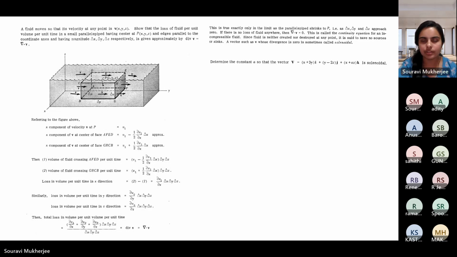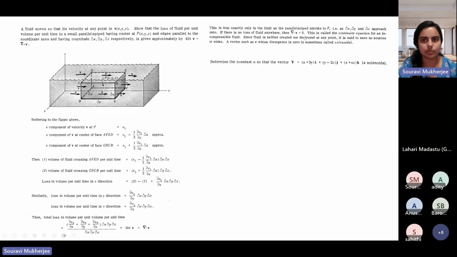Okay. So now suppose this is your given vector, and this is just a question to get used to these vector operators. You know that it's solenoidal. What do you mean by that? Divergence of V is equal to 0. And then you have to find A. So what you do is you consider divergence of V to be 0, right? And from there, what you get is the value of A.